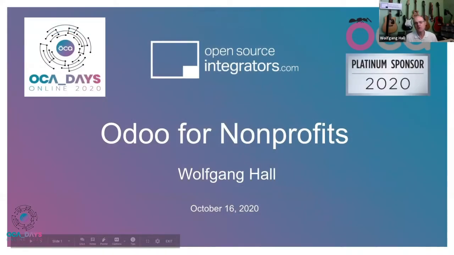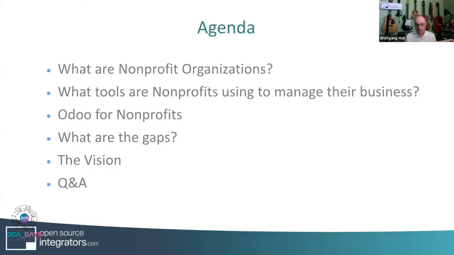So this is Odoo for nonprofits. And as I said, because I am involved in nonprofits myself, and I use the software tool that we're paying for, it triggered a lot of thoughts on what we can do in addition to what's already going on in Odoo. I have an agenda that quickly goes into what nonprofit organizations are, what tools they're using to manage their business, and then what is going on in Odoo, what the gaps are, and what the vision is.